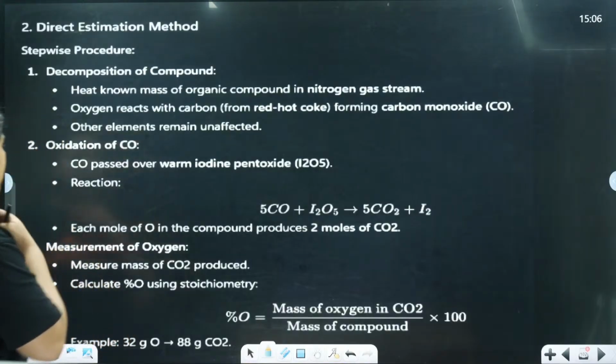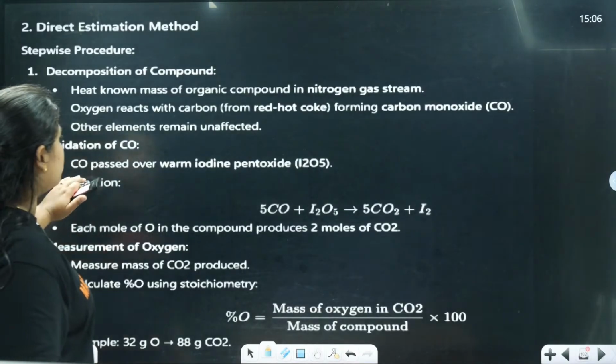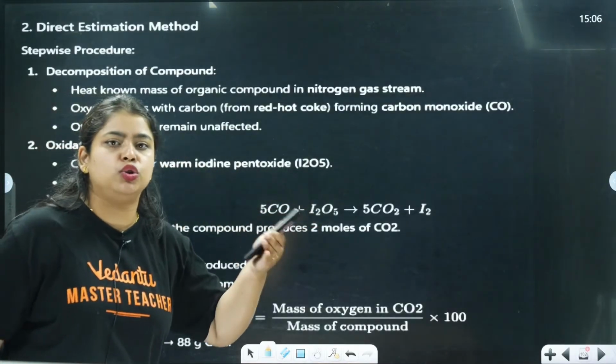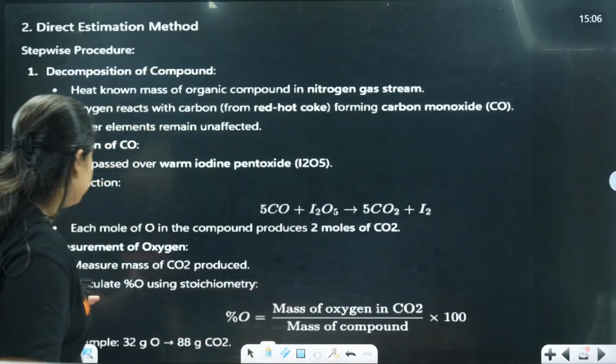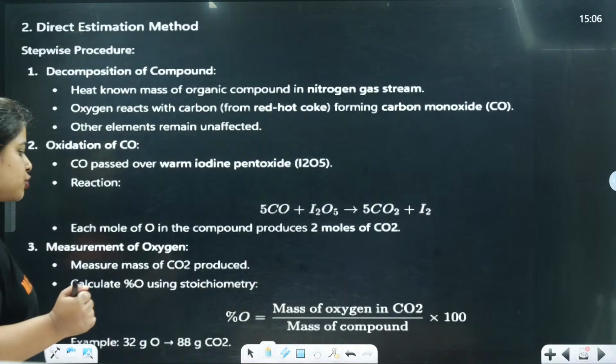First decomposition happens, then afterwards the carbon monoxide is going to form, meaning we are going to pass the CO over iodine pentoxide. Okay, then the measurement of the oxygen is going to happen. Measurement of the oxygen is how it is going to happen.